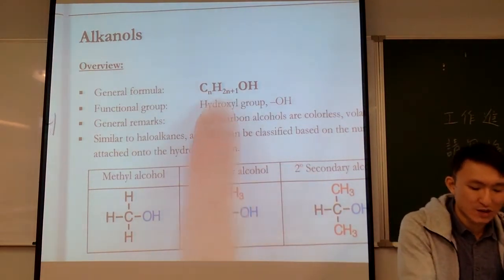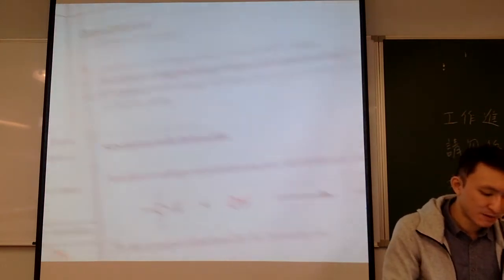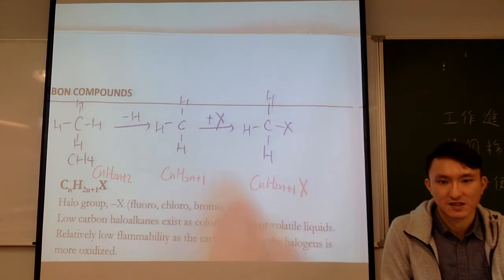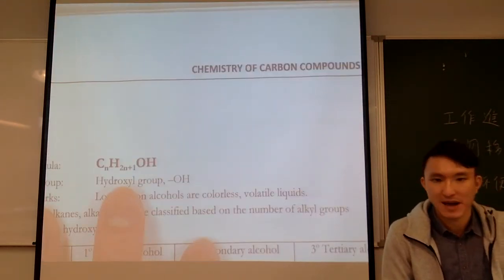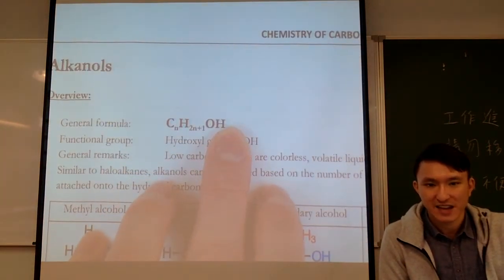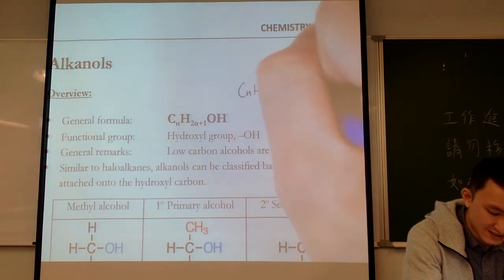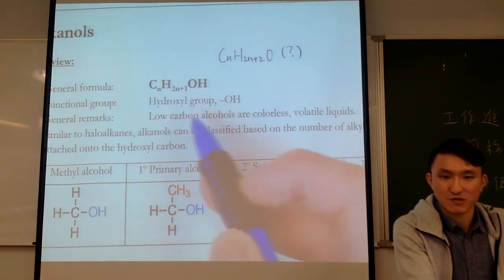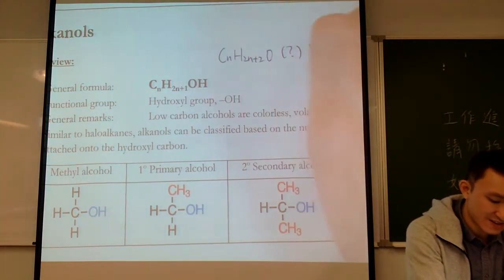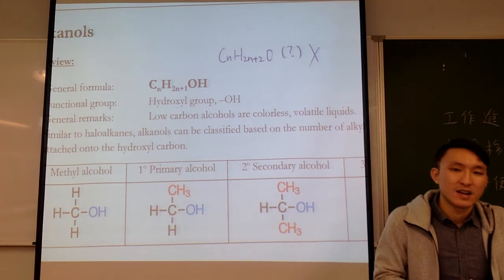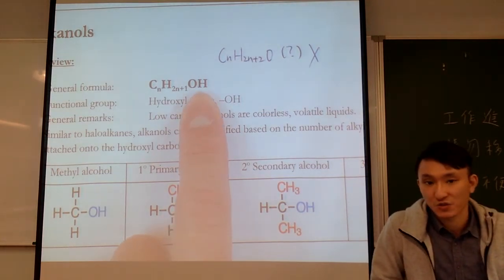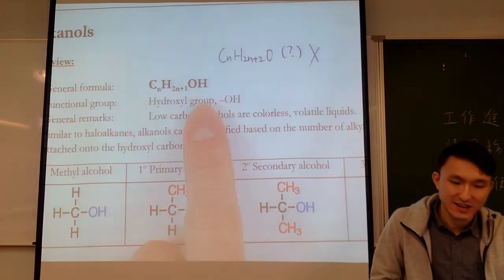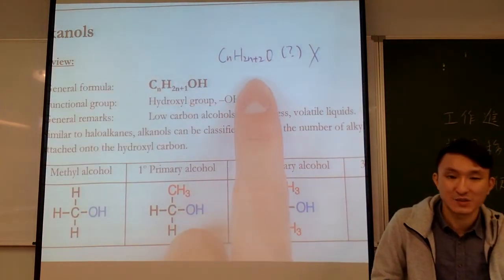Again, the general formula you can derive from alkane simply using this method, just like haloalkane, but this time you add the OH rather than add X, okay? But you may ask, hey, sir, I am good at math, you see the H here, can I put it this way? Because you know hydrogen can also be grouped here, right? The answer is no, this is wrong, okay? The reason is because for the general formula, you need to specify the functional group. That means you need to isolate the functional group from the carbon skeleton and write it at the back of the general formula. So you can't put it this way.